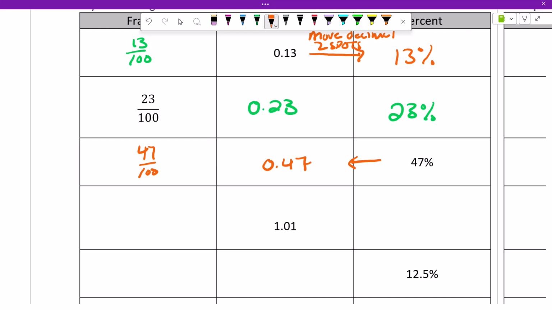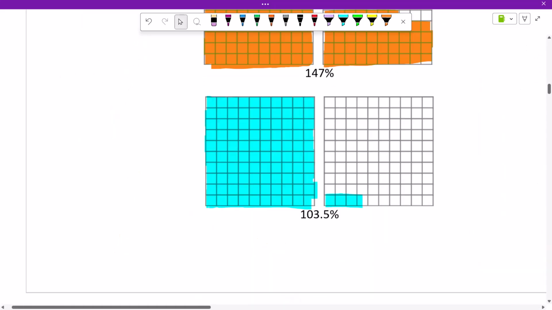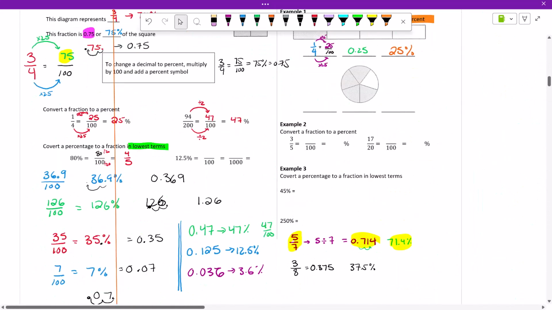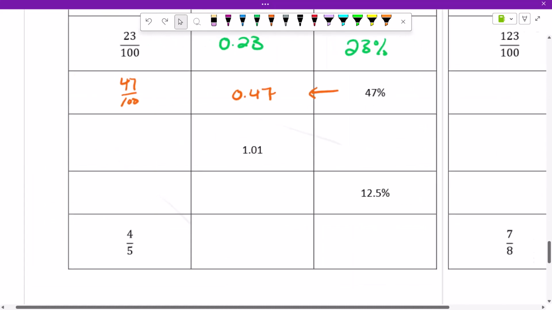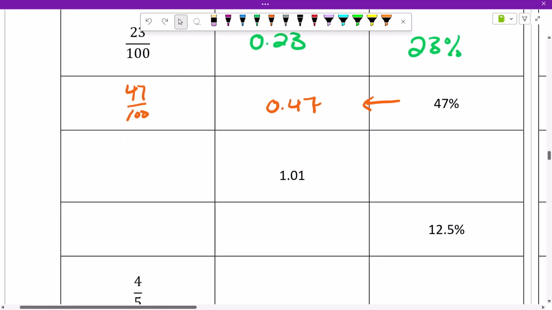Like 10 maybe. It's not 10. 101 over 100. The bottom's going to be 100. We move this decimal 2 spots to the right. How is that possible? You got a bonus 1 mark on your test or something like that. 101 out of 100. What percentage is it? 100.